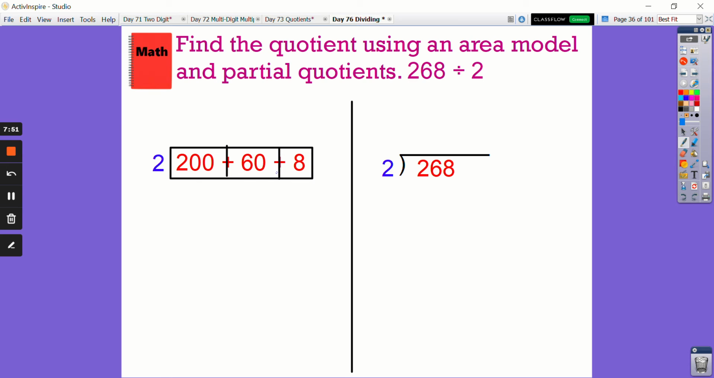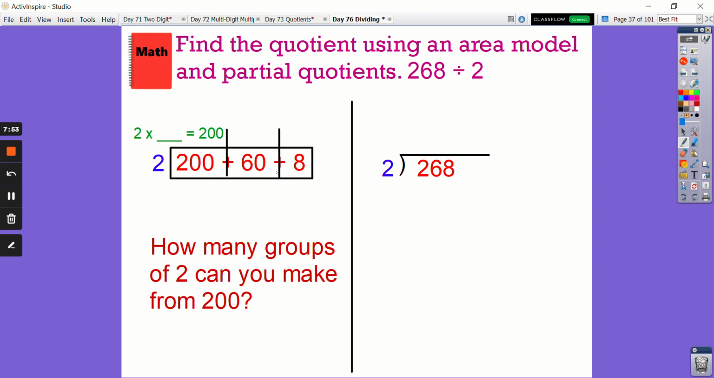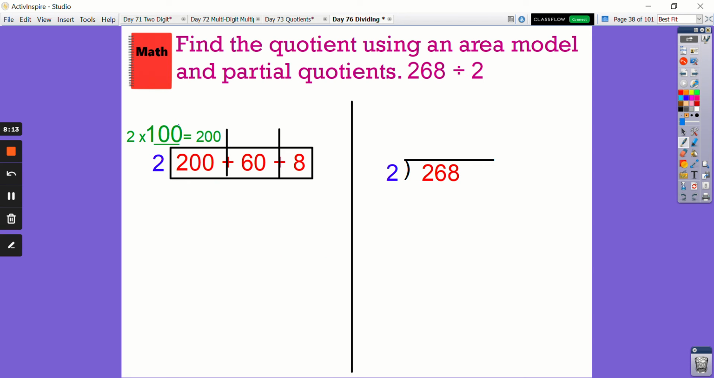So when we have this, we need to ask ourselves, how many groups of 2 can we make out of 200? Well, let's ask ourselves here. We can divide this, right? 2 goes into 2 one time, and we have 2 zeros left over, right? 2 times 100 is 200. Same thing with 60. 2 and 6. Think of your fact families. Think of your math facts. Well, we know 2 times 3.